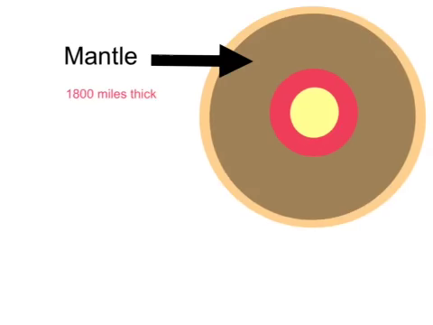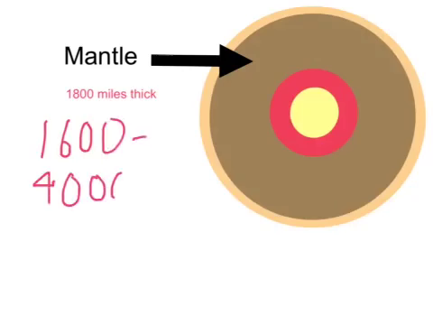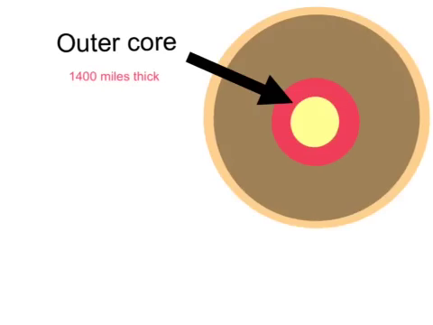The next layer of the Earth is the mantle. It is 1800 miles thick here, and it ranges anywhere from 1600 to 4000 degrees Fahrenheit. The next layer is the outer core.